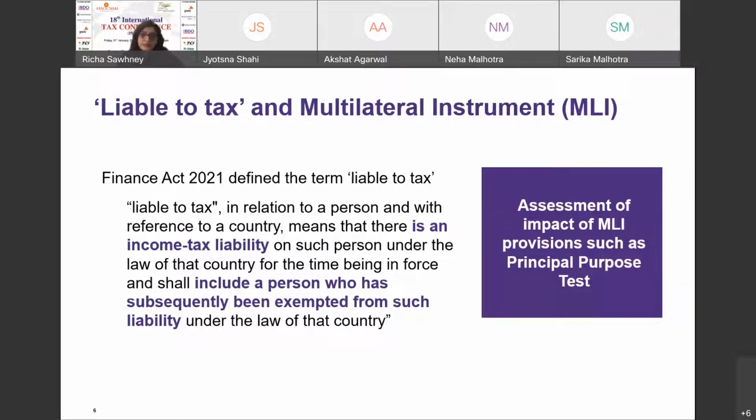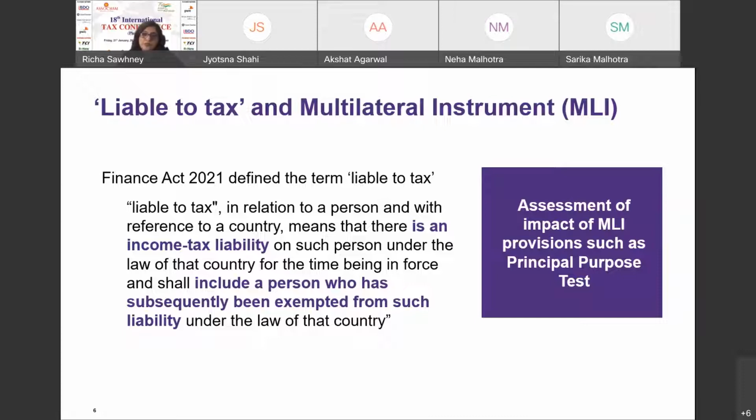Now, given that this term is not defined in most of the tax treaties, a recourse to this domestic law definition is required in many cases. And in cases of transparent entities and payments to residents of countries where there is no tax or personal tax regimes, this evaluation assumes a lot of importance.